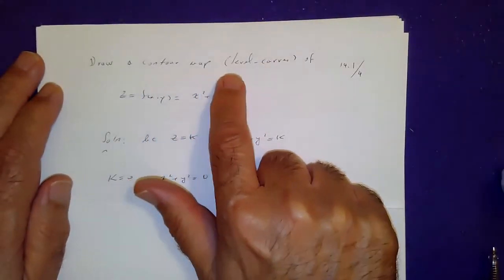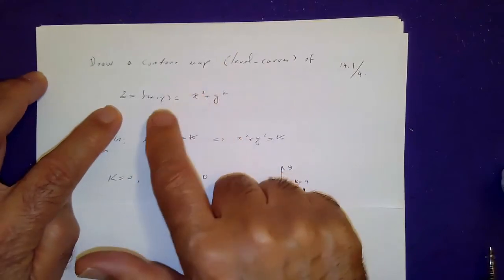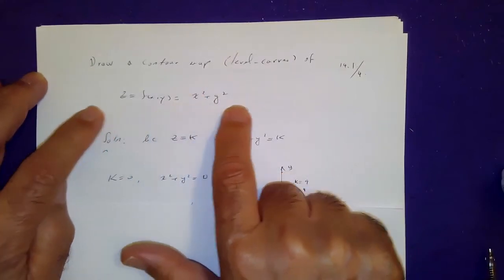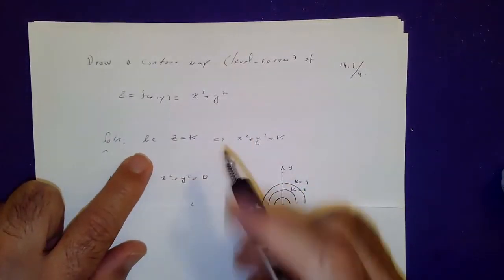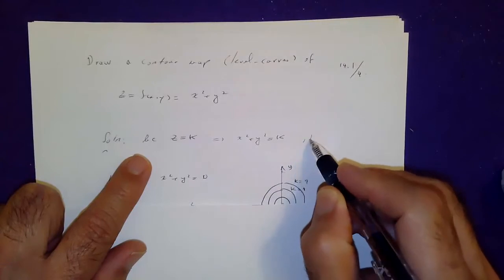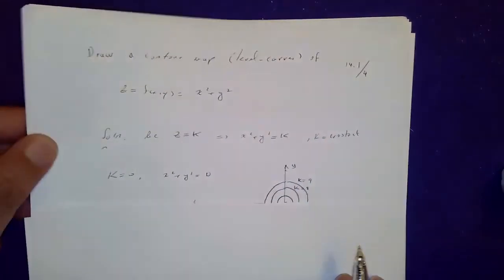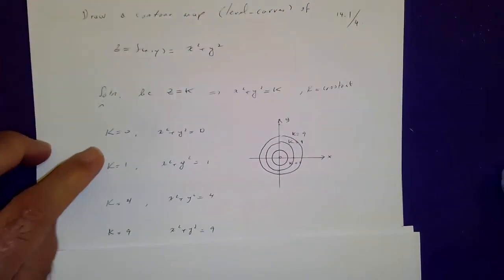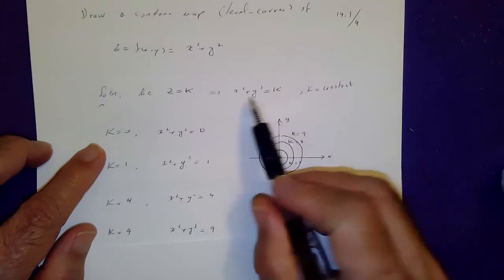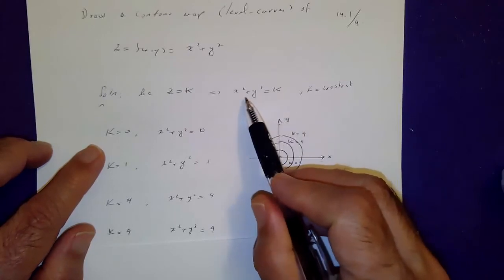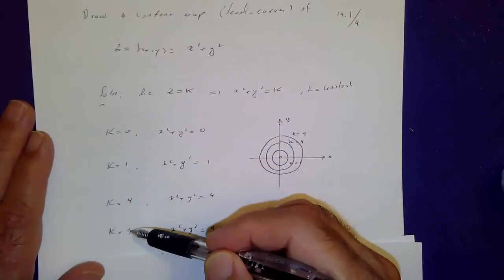Suppose the question is: draw a contour map or level curves for z, which is the same as f(x,y) equals x squared plus y squared. So what do we do? We let z equal k, where k is a constant, correct? Then we give a variety of values for k. I can't set k equal to a negative number because I'm dealing with a sum of two squares. So I'm going to choose convenient numbers like 0, 1, 4, 9.